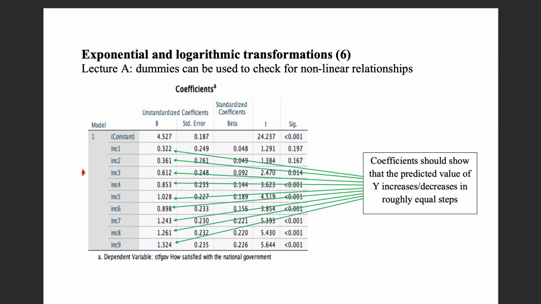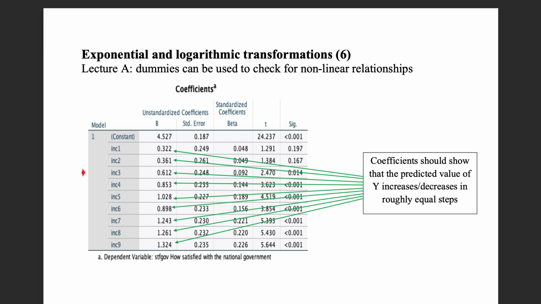Because if I use dummy variables for the different categories of income, then those dummy variables should show me that the predicted value on my dependent variable increases in roughly equal steps. So for every step up on the income scale, the predicted value should increase by more or less an equal amount, because only then I can say, okay, it actually makes sense to just use a linear effect. So using these dummy variables can also be a way to check up on that.